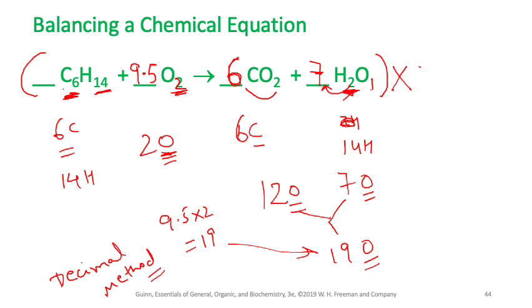So the smallest number that we can think of is 2. If I multiply the entire reaction by 2, this 9.5 becomes 19. So this converts into a whole number, right? So let's do this one. So before, let's remove this thing.